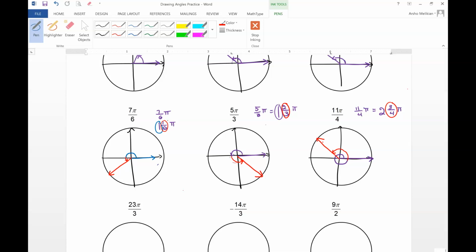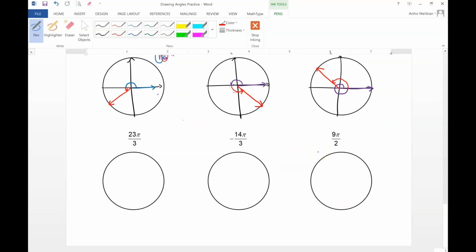All right, so we have about 2 minutes. Do the next two. Convert to mixed numbers. What's 23 over 3? 7 2/3 pi. So you're going to go 7 pi and then another 2/3 pi.